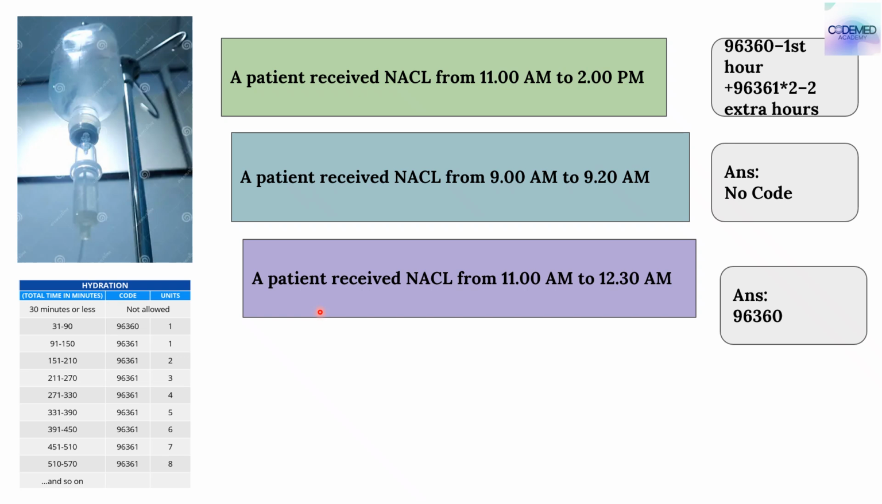And then the next is the patient receives the sodium chloride from 11 a.m. to 12:30 p.m. So that means it is 1.5 hours. So how will you code it? So you will code 96360, because I cannot write an additional unit of 96361 because it is only 30 minutes. We have to have more than 30 minutes. Okay, so this is the only code that we will write here.